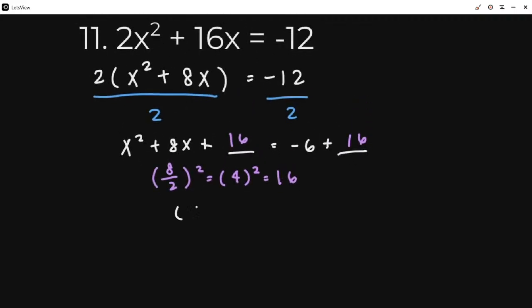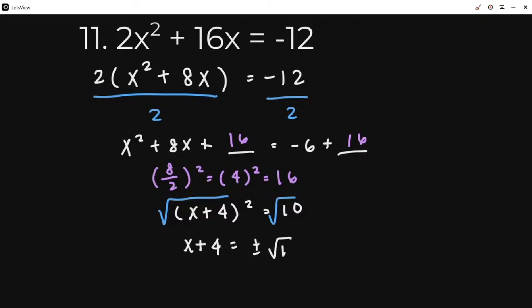Okay, so that will factor into x plus 4 squared equals 10. And then we're going to square root both sides. So x plus 4 equals plus minus square root of 10. Since 10 only breaks up into 2 and 5, we don't have to simplify anymore. And then we're going to subtract 4. So x equals negative 4 plus minus square root of 10.